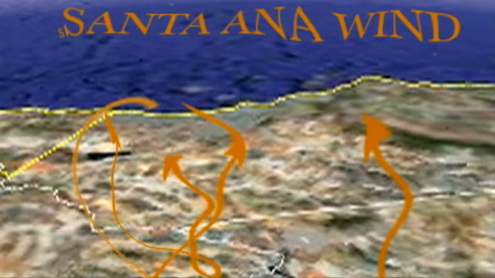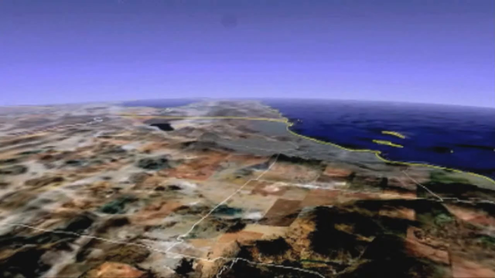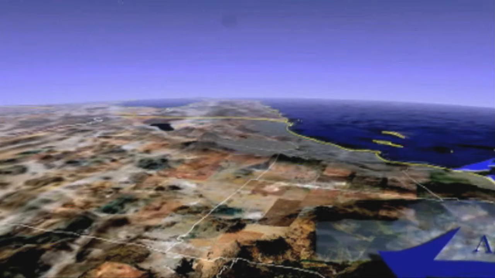Air moves around heat. It takes it from one place to another. A hot, dry wind from Utah, Nevada, and Arizona blows at high speed to the ocean. This wind is called Santa Ana. It is common from late September to early November. This is one of our 4 seasons.